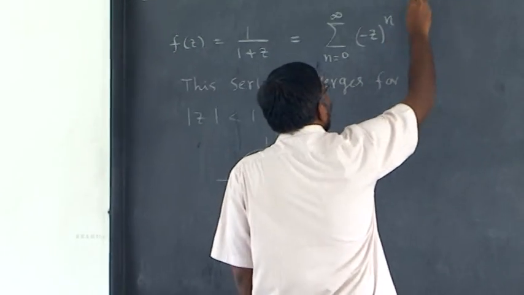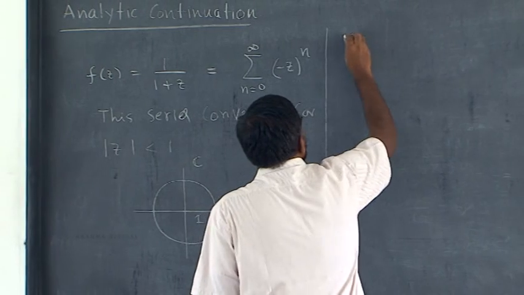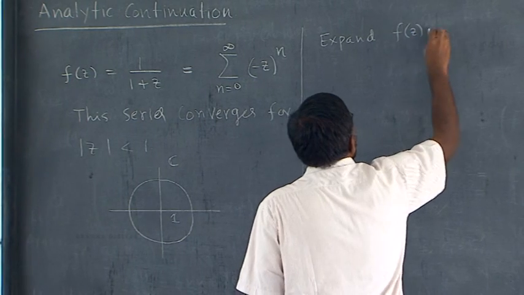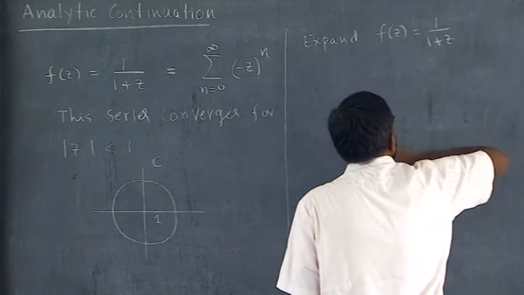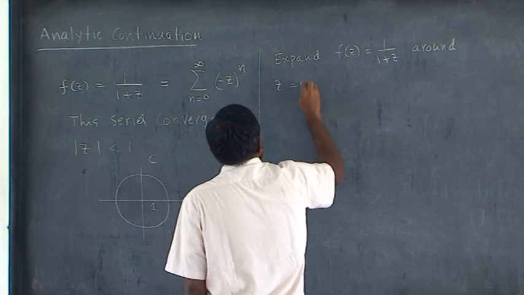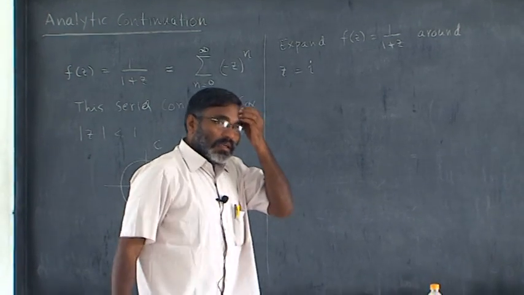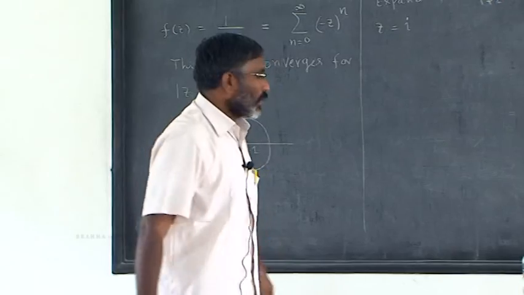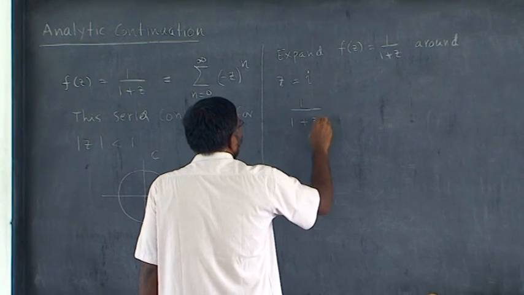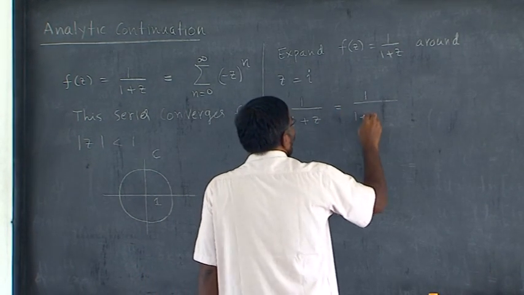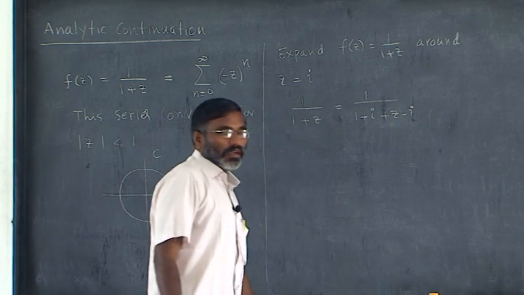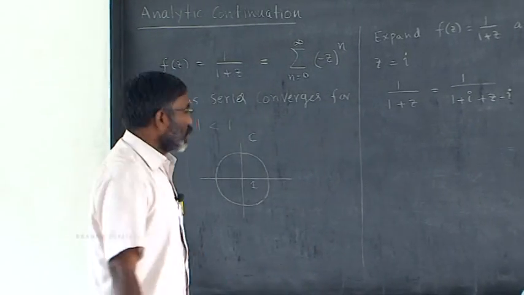So let me say that I will expand this f of z equal to 1 by 1 plus z around, say, z equal to i. If I expand around z equal to i, I will write 1 by 1 plus z as 1 by 1 plus i plus z minus i. So I have not done anything, I have added and subtracted i.